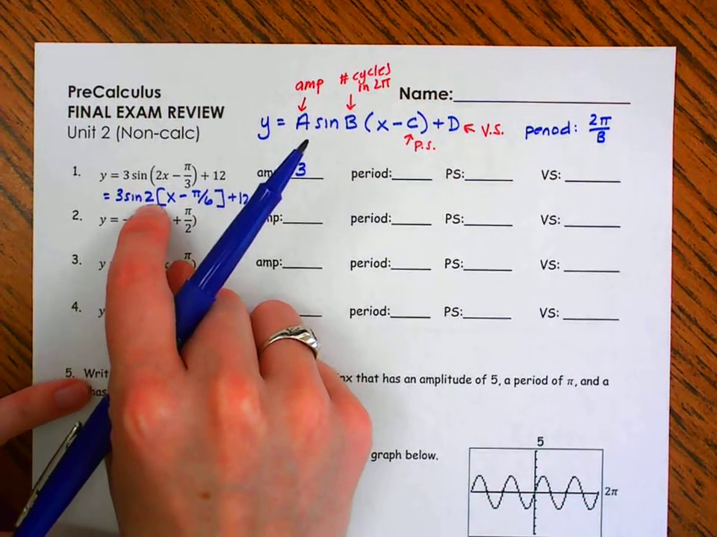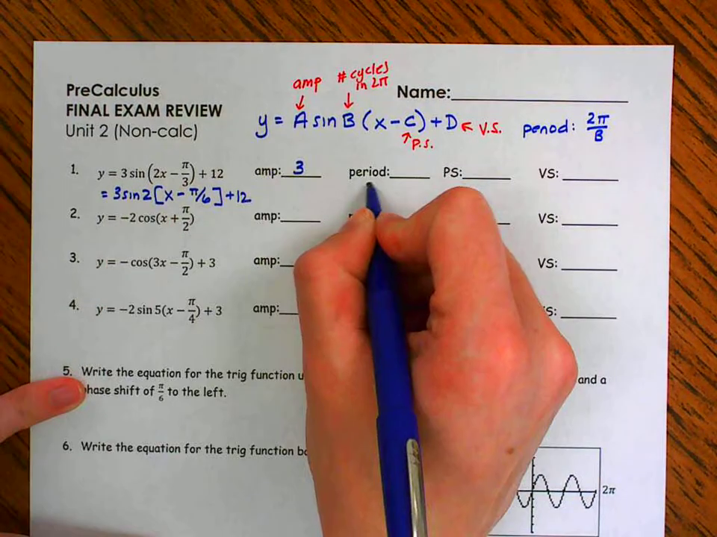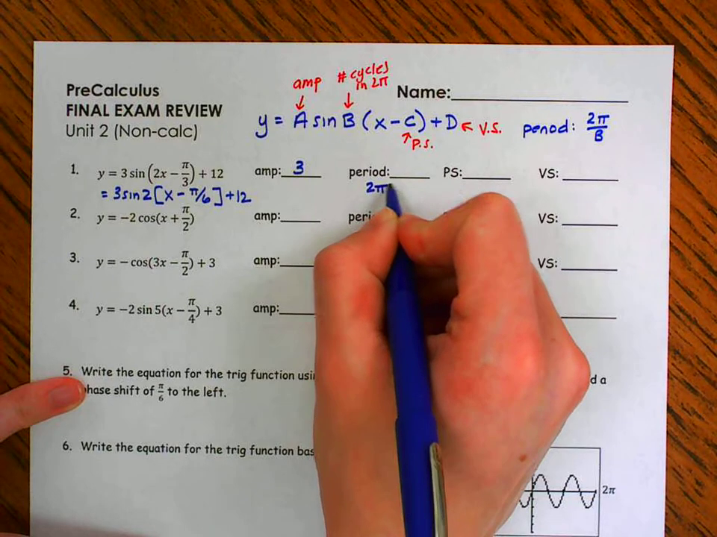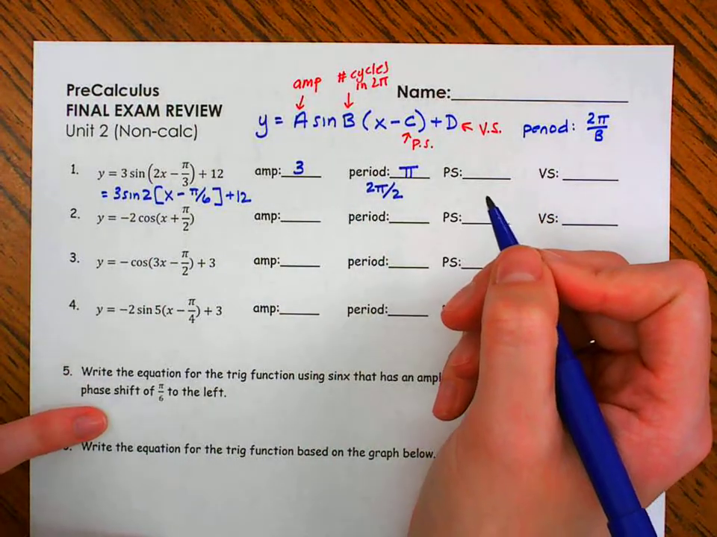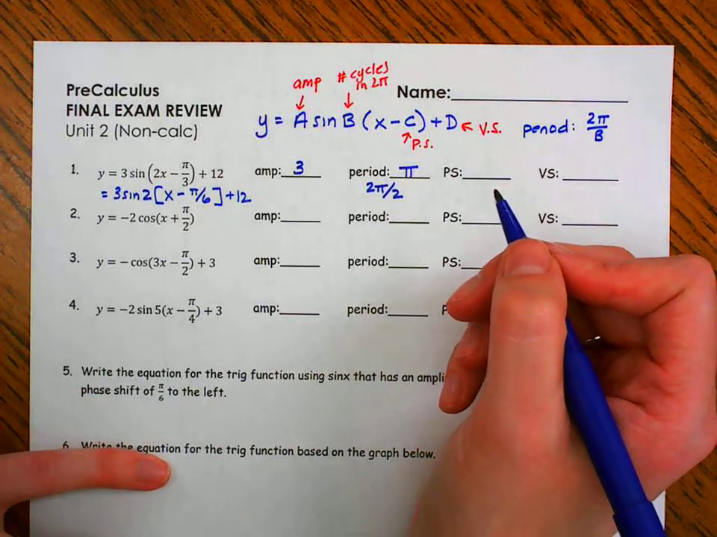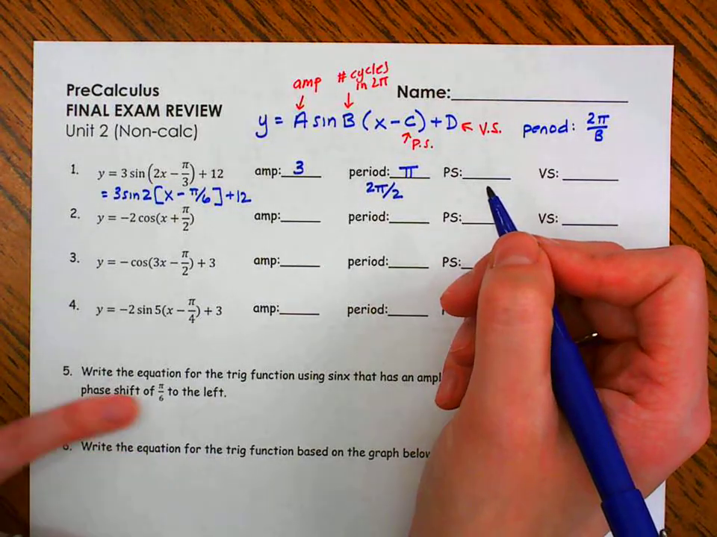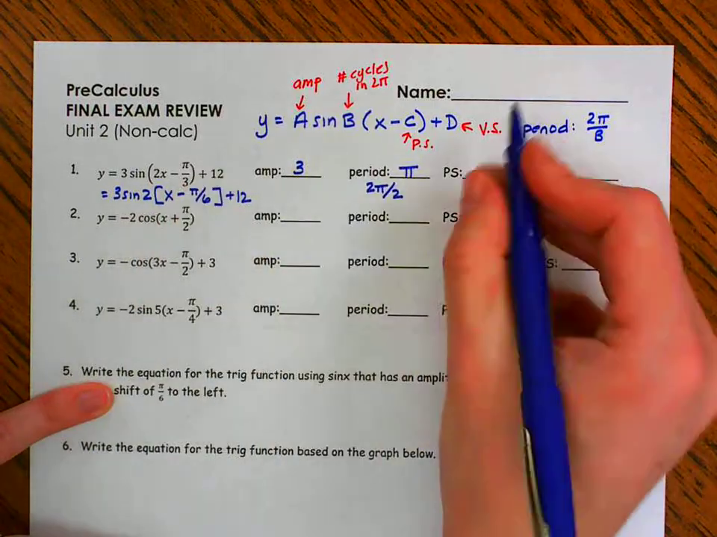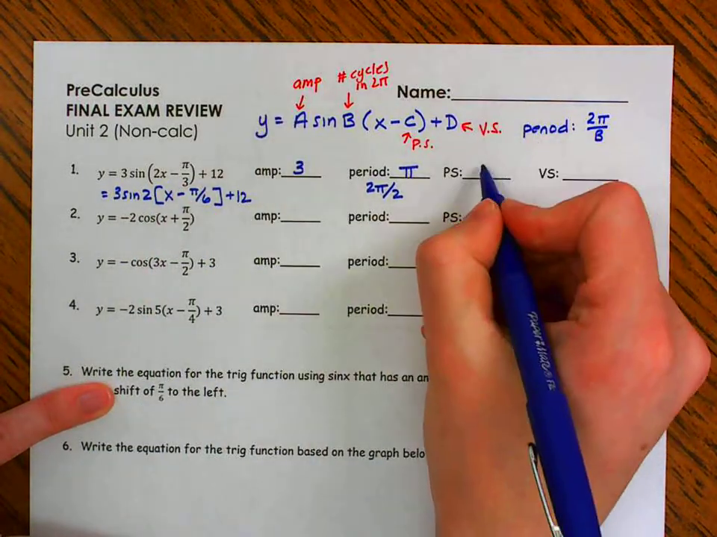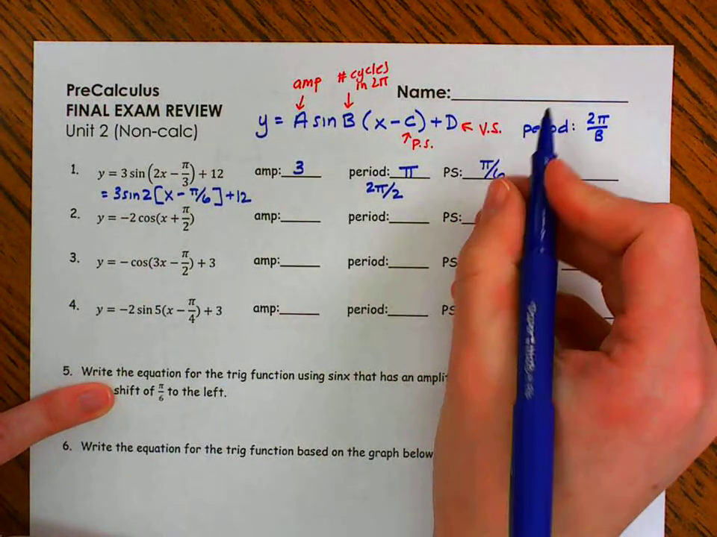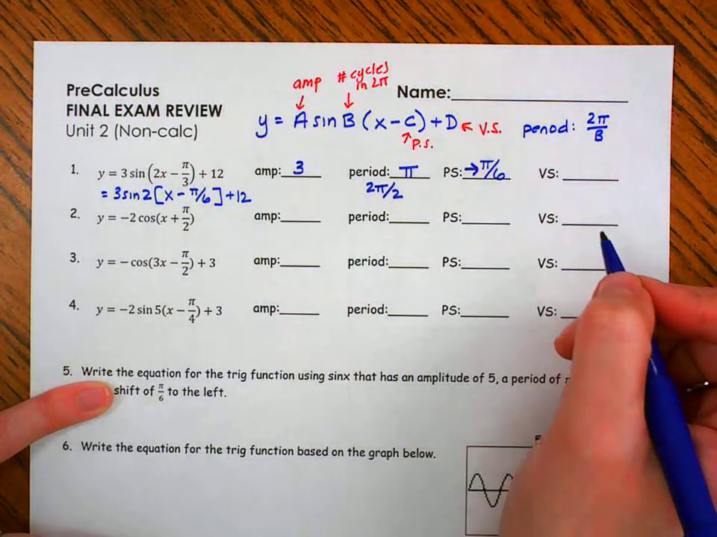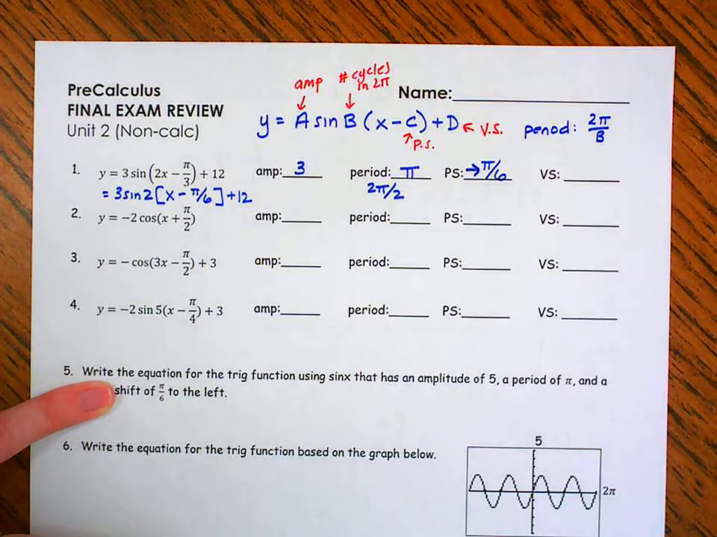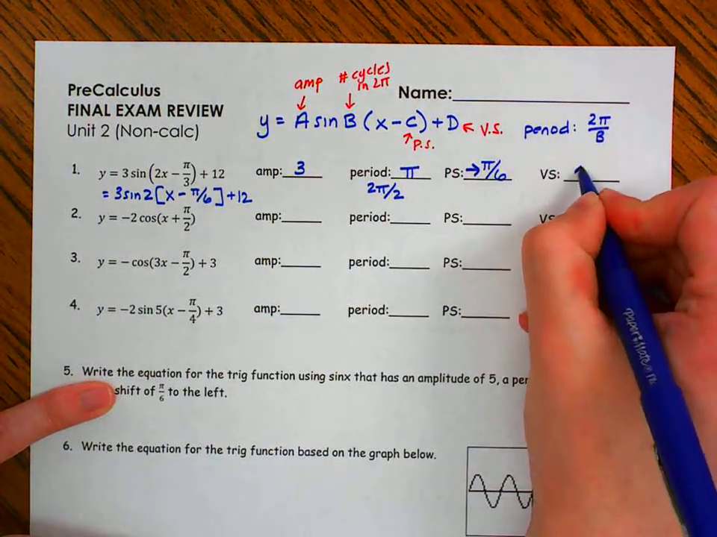Remember, period comes from this b term. This means that I have 2 full cycles in 2 pi. So period's going to give me the length of 1 cycle. Well, my b term is 2, so if I simplify that, the length of 1 cycle will be pi. That makes sense because I should have 2 cycles in 2 pi. Each will have a length of pi. My phase shift is going to be pi over 6. Remember, after I factored it out, because it has a negative, that means it's going to the right. It's the opposite of what we expect because it's in the grouping symbols. It's in the parentheses or the brackets. Vertical shift will be up 12.